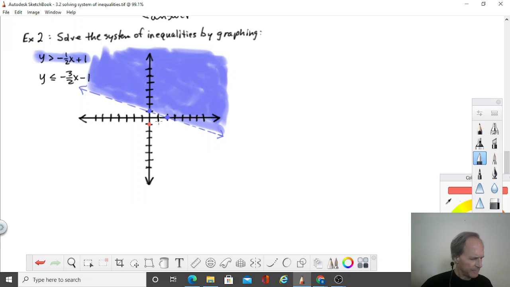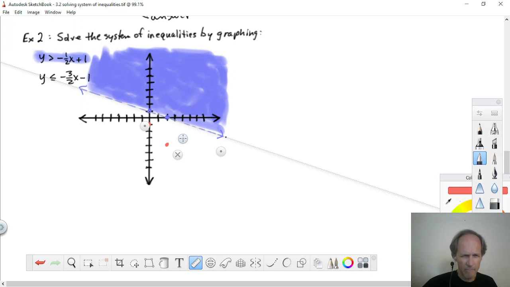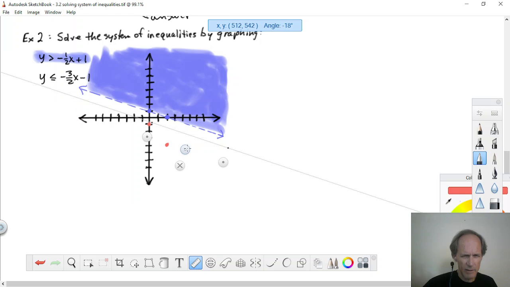And the slope is -3/2. A negative slope, we'll use a negative rise and a positive run. Negative rise of 3 means go down 3 right here. Run of +2 gets us to right there. And we'll make that line.